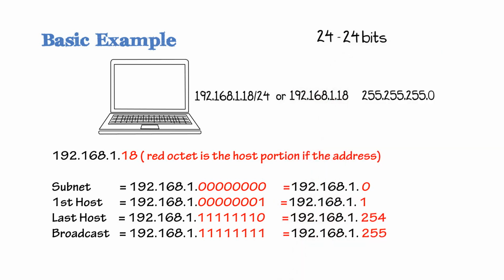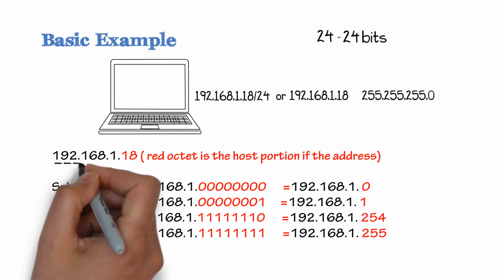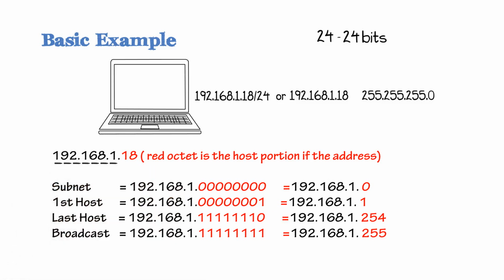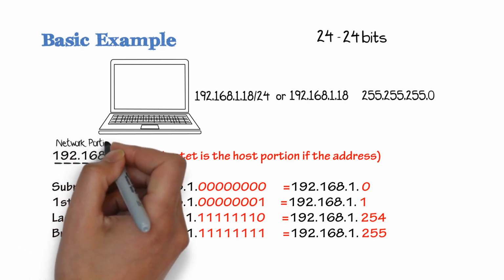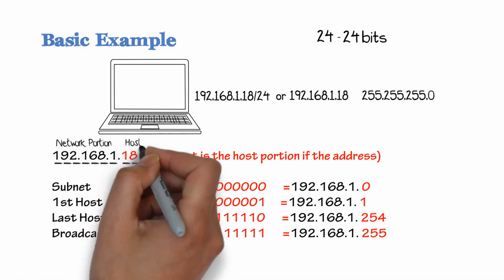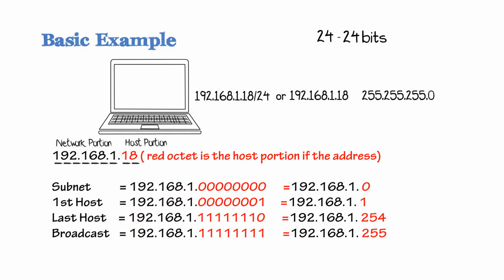In other words, we have 8 bits in the first octet, 8 bits in the second octet, and 8 bits in the third octet. That means the first 3 octets are network. So 192.168.1 is the network portion of the address, and this last octet is the host portion. And that's how I've written it here. The first 3 octets are displayed in black, representing the network portion, and the last octet is shown in red, which represents the host portion of the address. There's no point converting the network portion into binary, so I've just left it as it is.